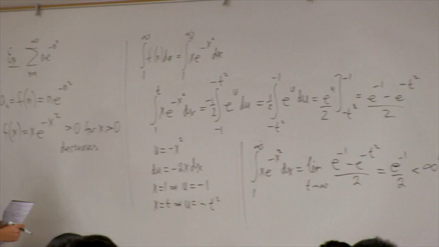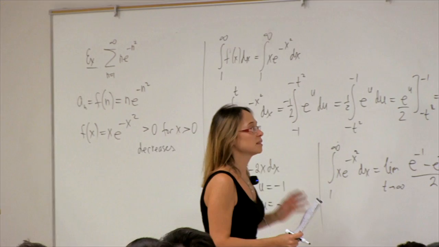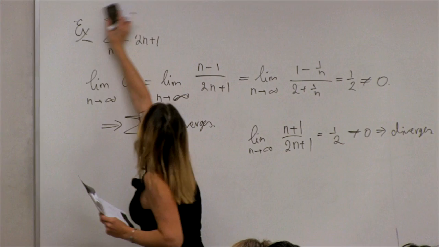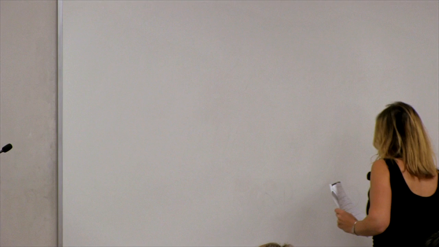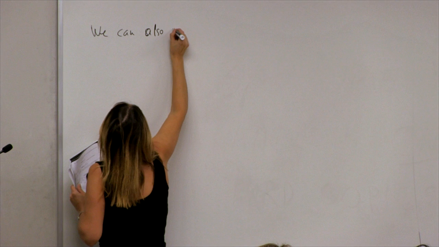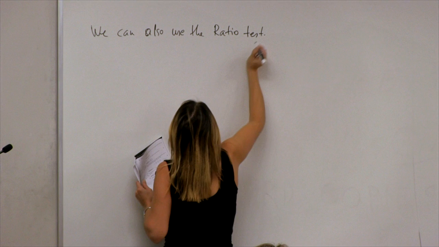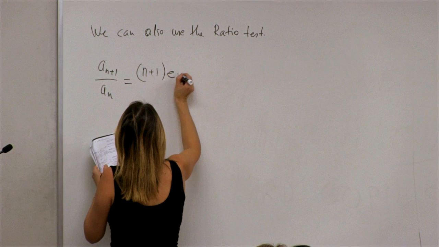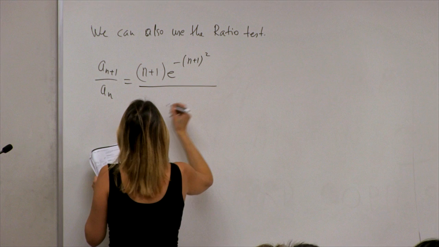Questions about this one? If you don't want to use the integral test here, there is another method to use, which is the ratio test. It is often the case that you can use more than one method to study the same example. So we can also use the ratio test. Let's look at a_(n+1) over a_n: (n+1) e^(-(n+1)^2) divided by n e^(-n^2).